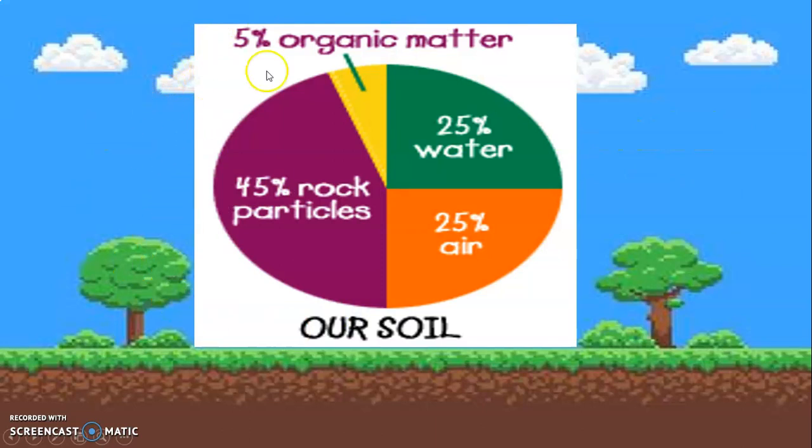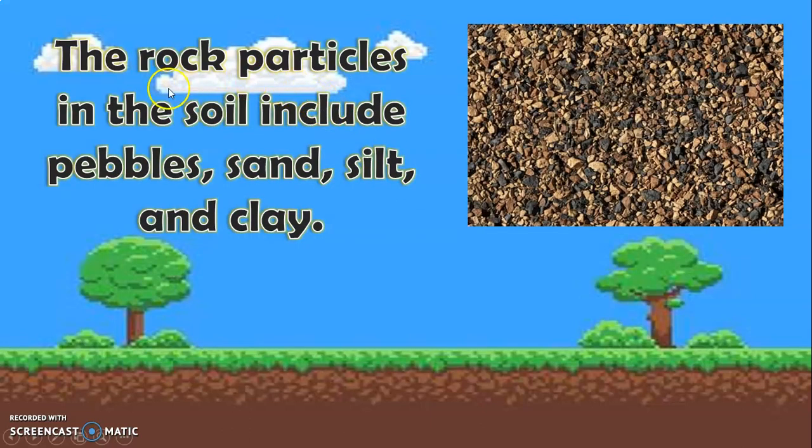The components of soil are 5% organic matter, 25% water, 25% air, and 45% rock particles. Number one, we have rock particles. The soil that we know has rock particles. It includes pebbles, sand, silt, and clay. These are examples of rock particles in our soil.